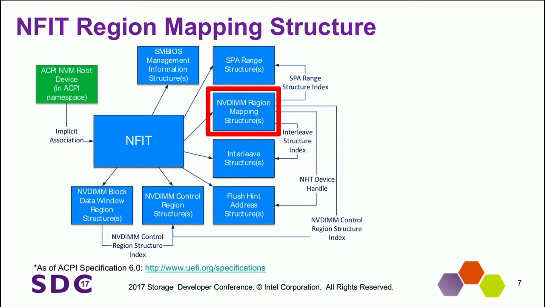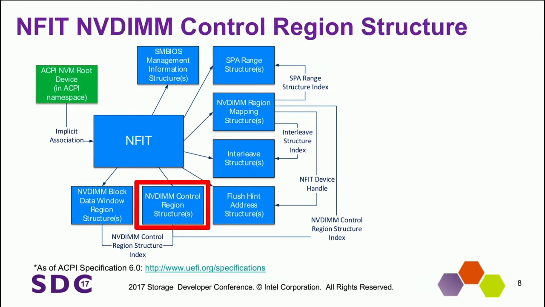Now, each physical NVDIMM will have one or more region mapping structures. For example, it might have a control region structure, which describes how to communicate with it, and one or more persistent memory SPA region structures. The NVDIMM control region structure, as I just mentioned, is linked to the region mapping structure by an index. Now, this structure describes NVDIMM function interfaces and, if applicable, any of their block control windows. It also has attributes that allow device drivers to determine whether or not they can support them.